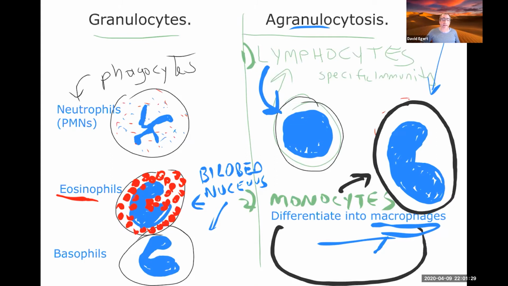Eosinophils seem to be mainly about multicellular parasites, like worms and things that get into your body. Basophils are filled with blue granules. These are pretty much like the mast cells that we saw in the connective tissue. These basically release histamine, which will promote inflammation.